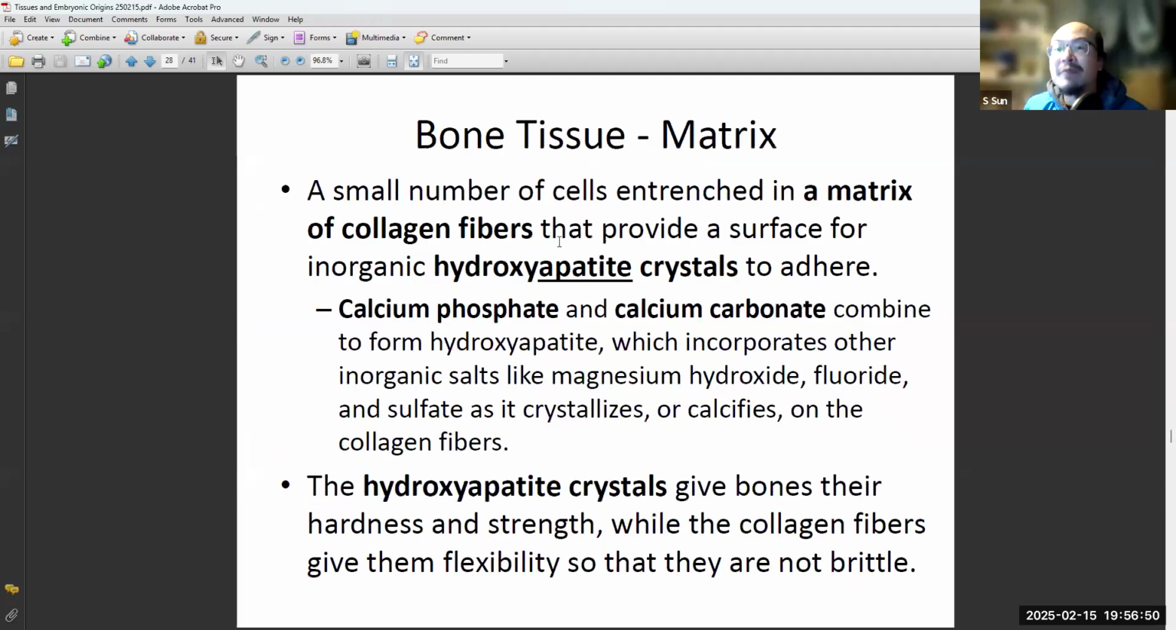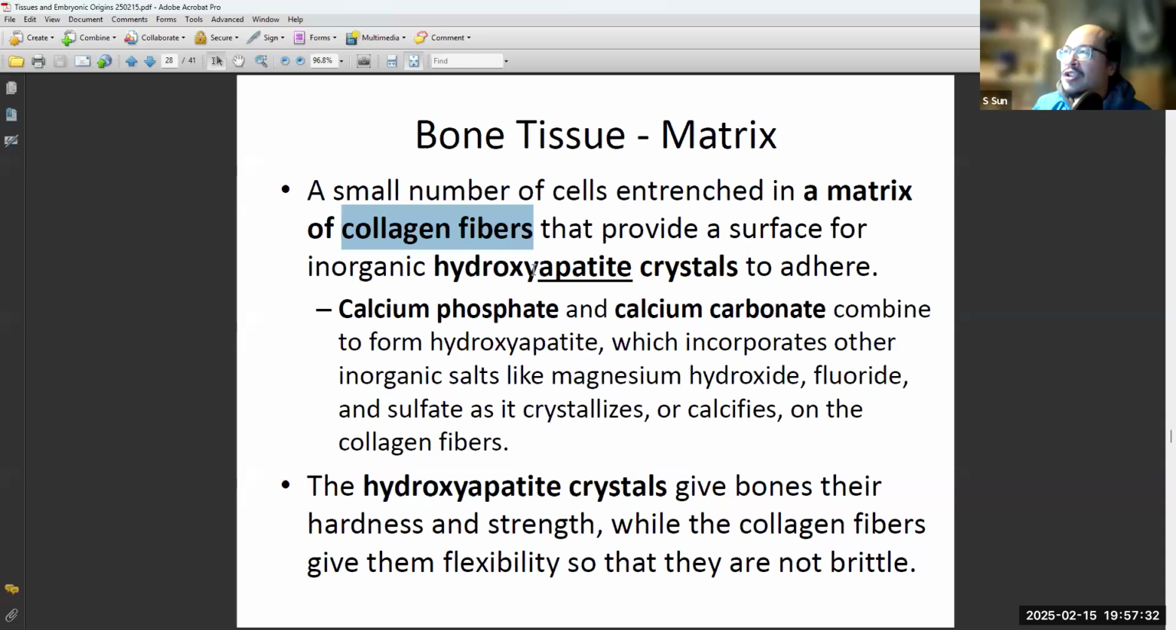Let's look at the matrix first. We will talk about the cells after. So the matrix is pretty firm. The matrix originally comes from collagen fibers. But collagen fibers are pretty soft. They are proteins. But once these proteins are formed, they will be mineralized. A lot of minerals will attach to them. These minerals include calcium phosphate and calcium carbonate. Not only that, we also have something called hydroxyapatite.